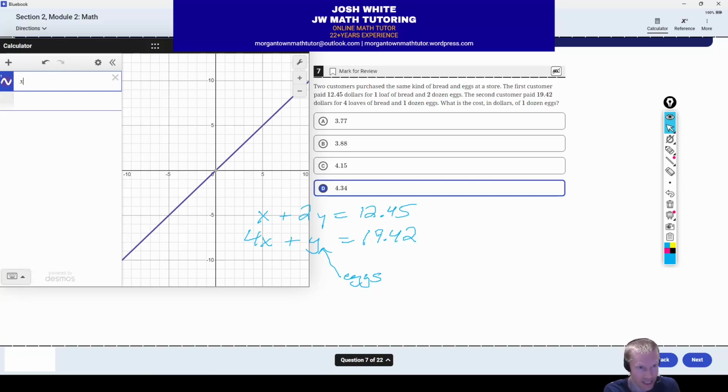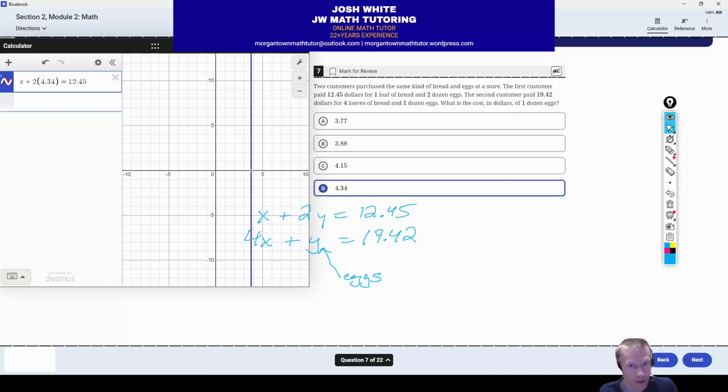In answer choice D, taking that, I'm going to take the top equation. We know that 1 loaf of bread plus 2 dozen eggs equals 12.45. So if I just plug the price of eggs into the top equation for the first customer, notice it comes out here to 3.77. So that means bread costs 3.77. So what I'm going to do now is take both those prices, 3.77 and 4.34, and plug them into the second equation and see if they add up to 19.42.